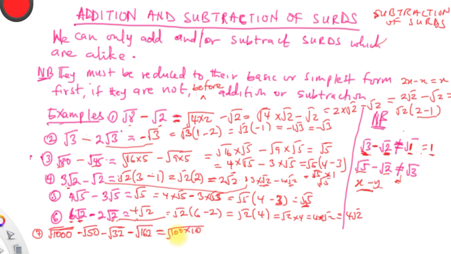Next, put it under the square root: the square root of 50. 50 is what? 25 times 2. That perfect square, the highest perfect square that is a factor of 50, is 25. So we get 25 minus 2.